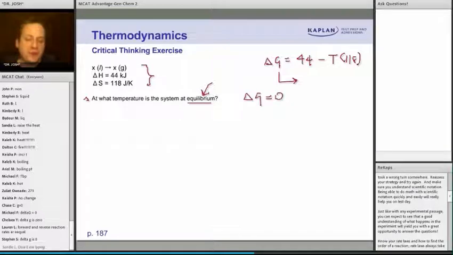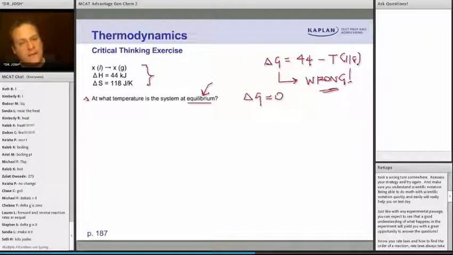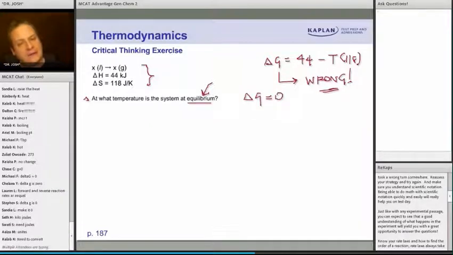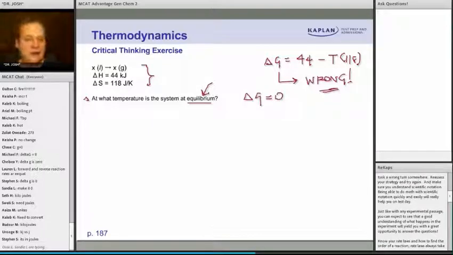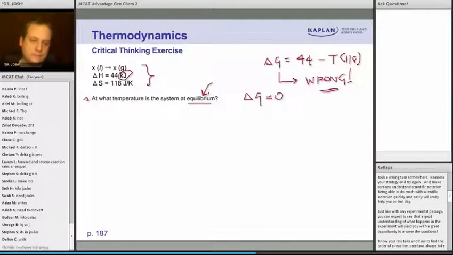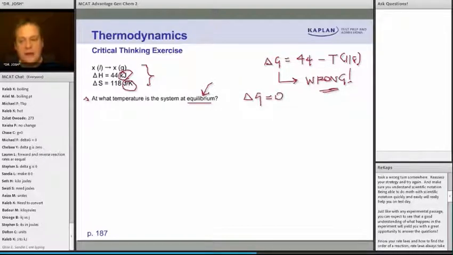Now, there's one thing you may notice about this question that if you just start setting it up, you're going to have trouble. Like, a lot of students will start setting up, we'll have 44 minus T times 118. And the problem is, that's going to give you a wrong answer. Why? I mean, delta G is delta H minus T delta S. And there it is. Swati, yeah, you know what? Units.